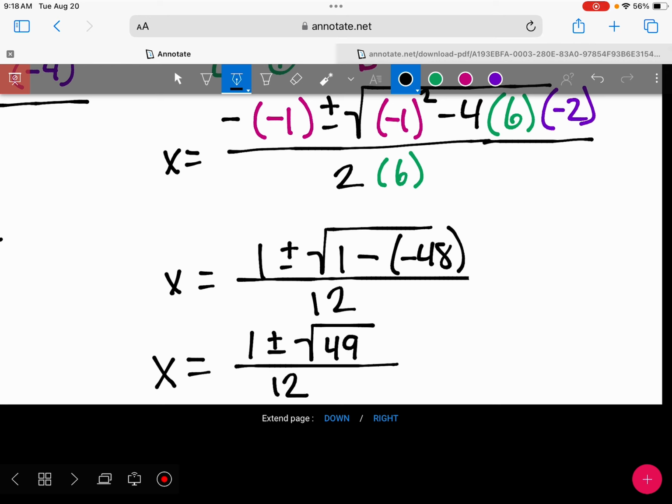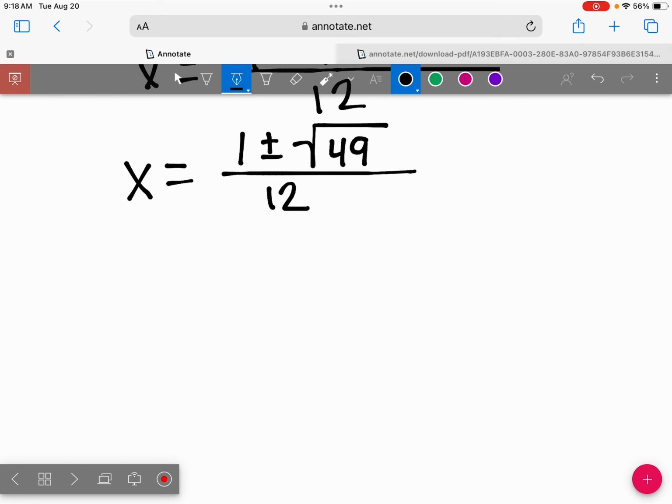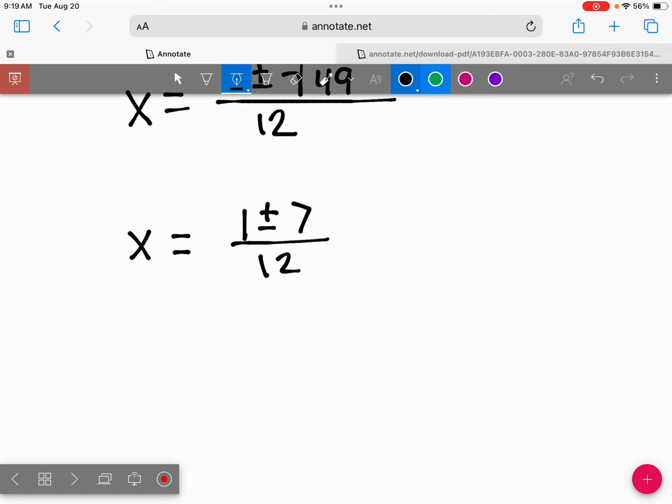Whew, we can stop here, right? Why? Because we know the square root of 49. Simplify it. So x equals 1 plus or minus what? 7 over 12. If we get here, finish it. Get me all the way to an answer, meaning we're going to split it and get our two answers.